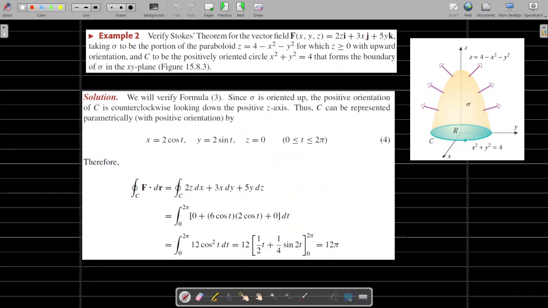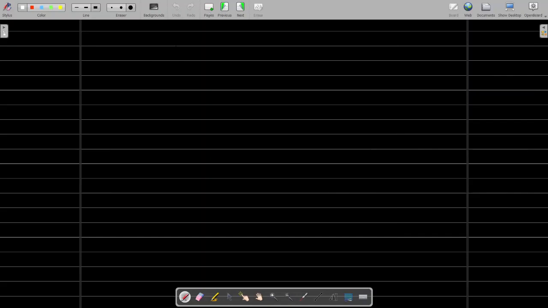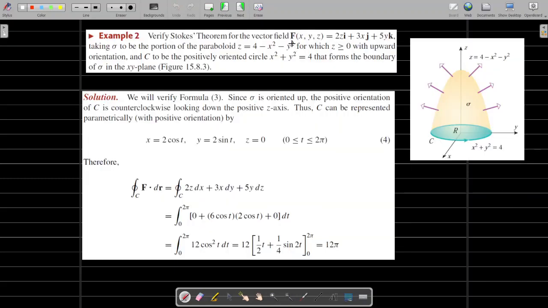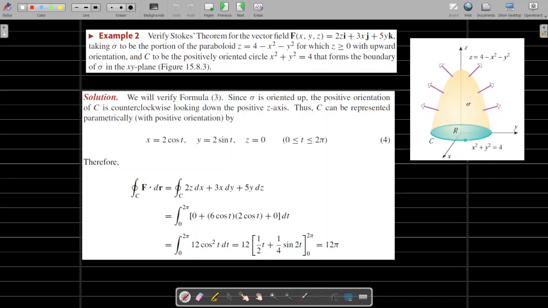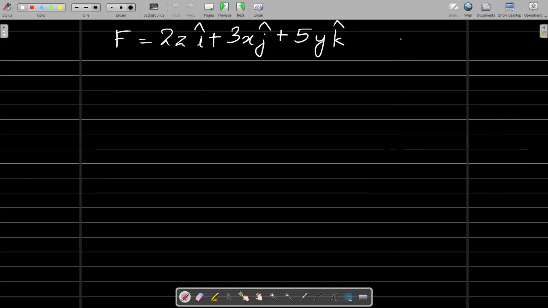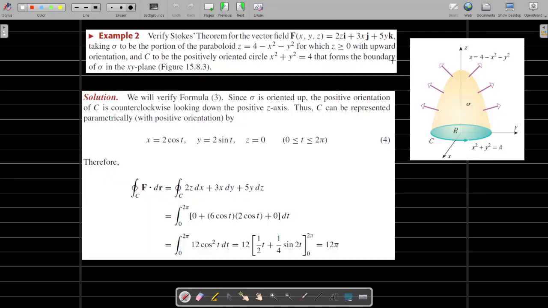Now we will move on to the second question. Here, verify Stokes' theorem for the vector field F equal to 2z i plus 3x j plus 5y k, taking sigma to be the portion of the paraboloid z equal to 4 minus x square minus y square, for which z is greater than or equal to 0 with upward orientation, and C to be the positively oriented curve x square plus y square equal to 4 that forms the boundary of sigma in the xy plane.